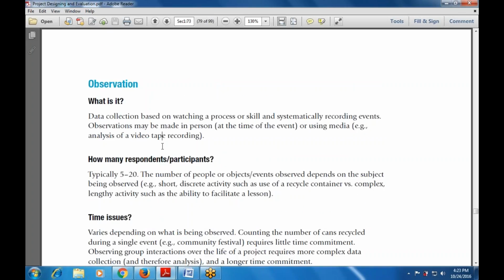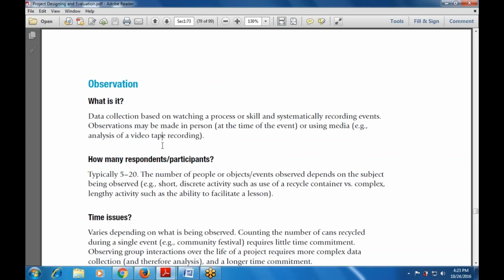And how many respondents or participants are available? It typically ranges from 5 to 20 people. The number of people or the objects or events observed depends on the subject being observed. The subject can include short, discrete activities such as the use of a recycle container, versus complete-length activities such as the ability to facilitate a listening session.